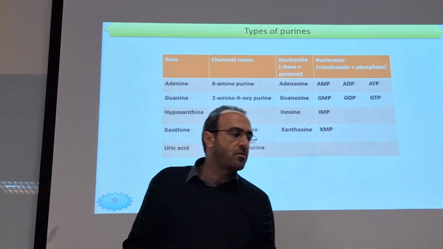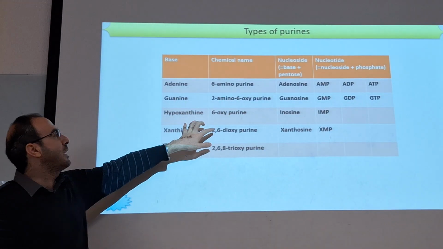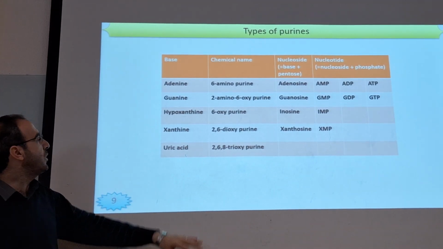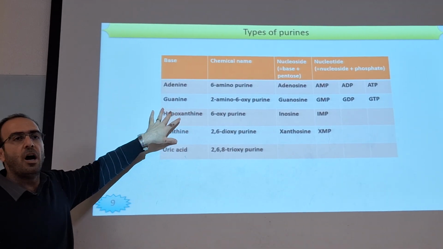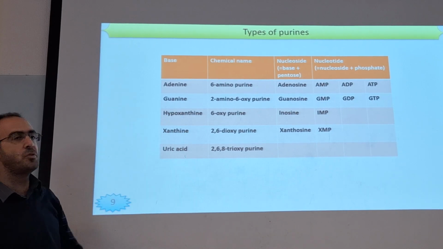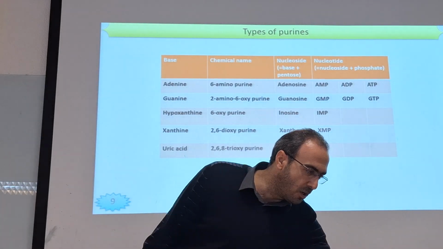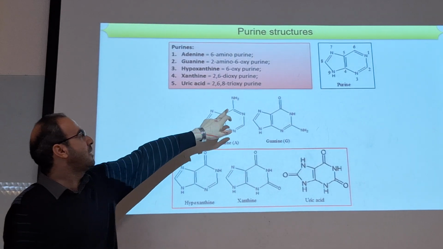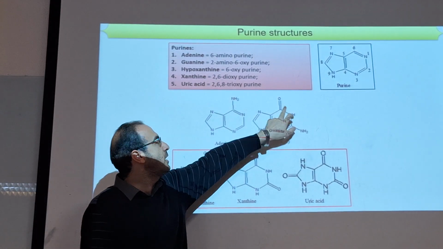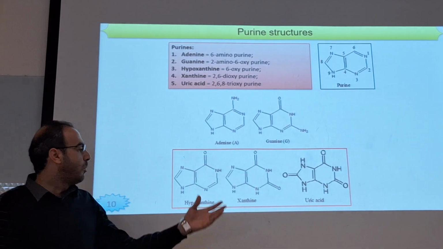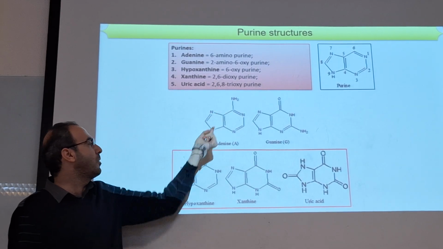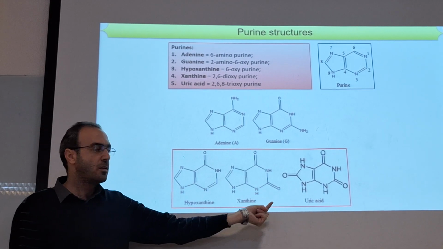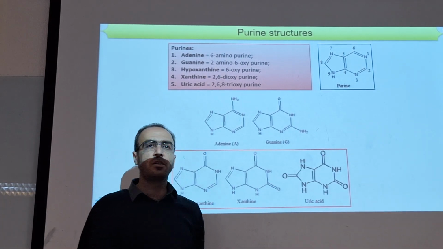You remember the structure of the main purines, guanine and adenine. But during the catabolism of purine, we have three other compounds: hypoxanthine, xanthine, and uric acid. The structures are somewhat similar. Adenine has an amino group, guanine has an oxy and amino group. But hypoxanthine, instead of amino, just has an oxy, xanthine has two oxy, and uric acid has three oxy.